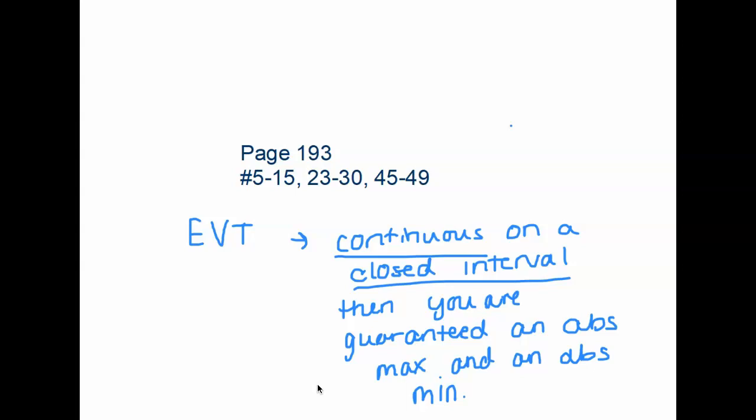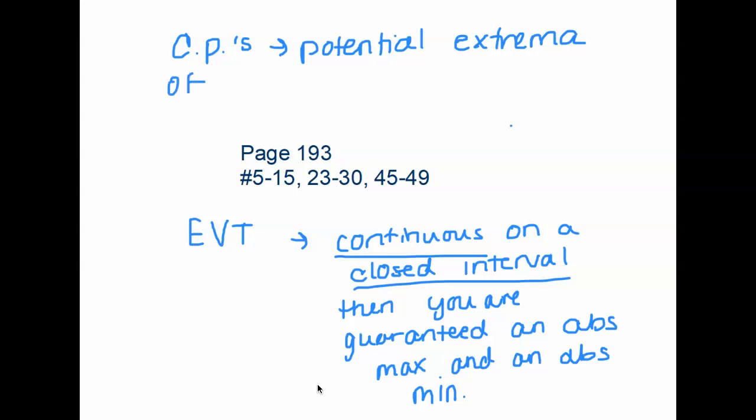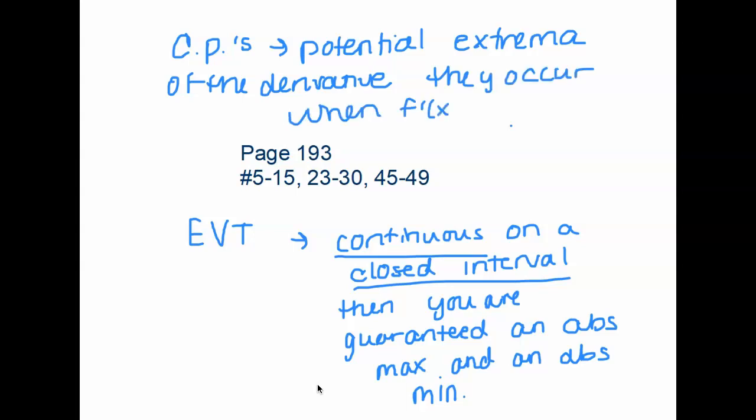Critical points, by definition, are potential. So again, a critical point is a potential, not guaranteed, a potential extrema. So the critical points of the derivative are potential extrema. And they occur when f prime of x equals 0 or does not exist.